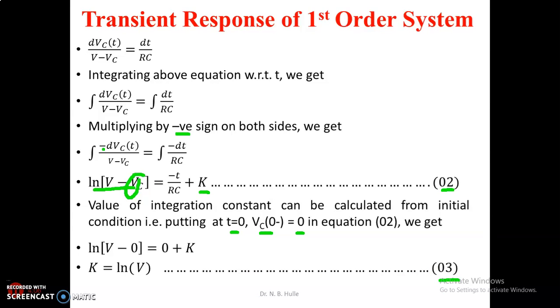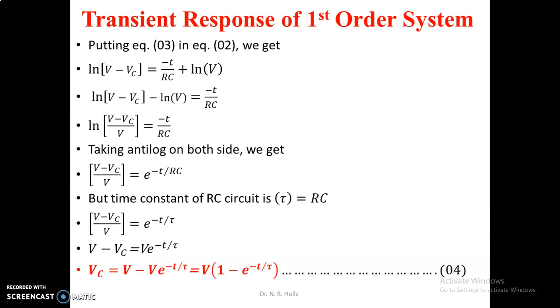Now we will substitute equation number 3 in equation number 2, and we are able to find out the expression for voltage across the capacitor. Now here, if we put equation number 3 in equation number 2, in this case log of V minus Vc minus t upon RC is equal to plus k, and this value of k is nothing but log of V, that is log to the base e of V.